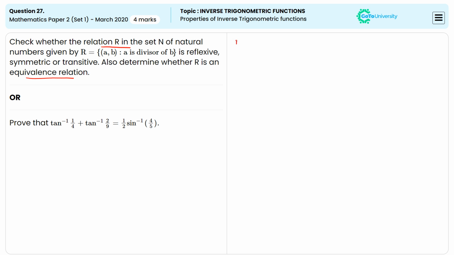The first one, reflexive. In order to be reflexive, it should satisfy (a, a). Now I'll take that, let a belong to any natural number N, and from this we can say that a divides a. With this I can say (a, a) belongs to R. Since (a, a) belongs to R, I can say R is reflexive.